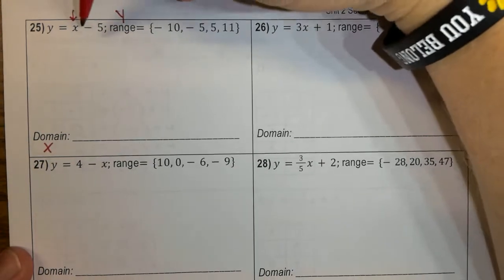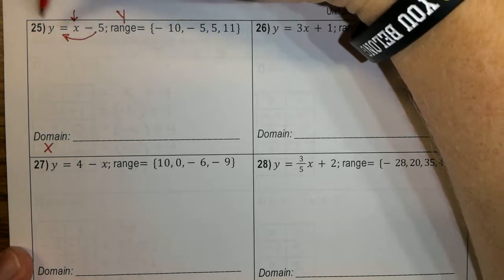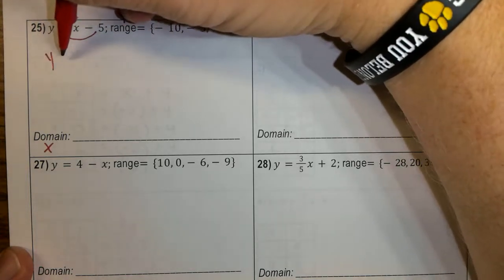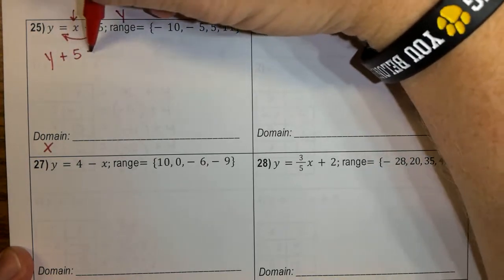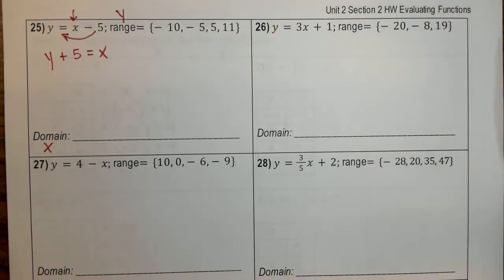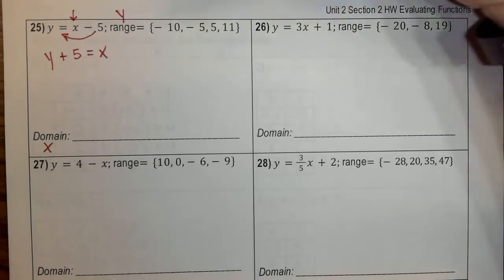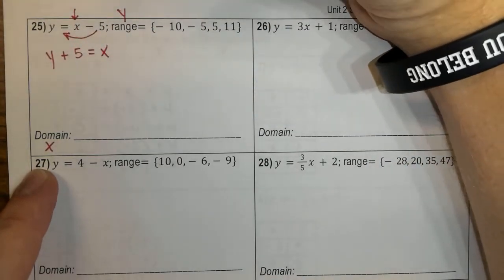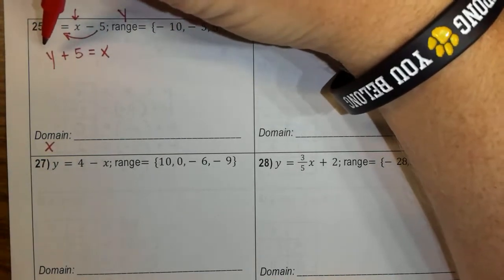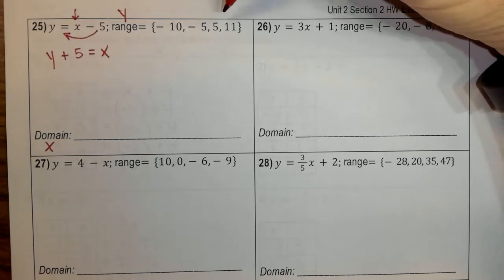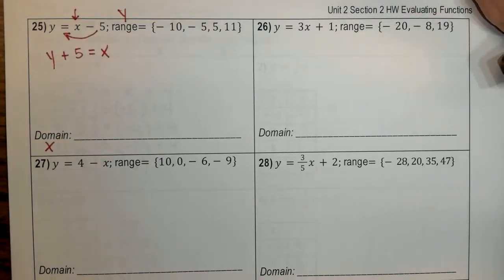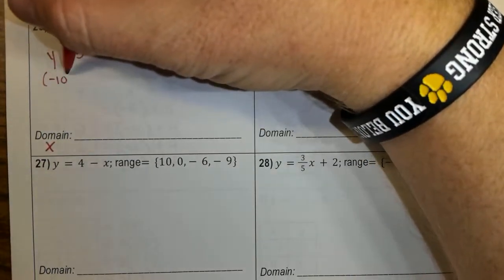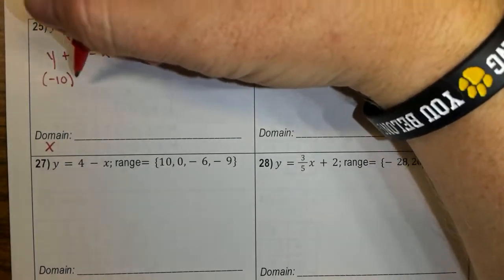This one's a very simple one to do. All I do is move this minus 5 to the other side of the equation. So I'm going to have y plus 5 equals x. Okay, so now that I have x, I solve for x. That gives me my x values I need. Now I'm just going to replace y with each of these y values from the range. So now instead of y, remember I use parentheses, I do negative 10. That's my first y. And then plus 5.